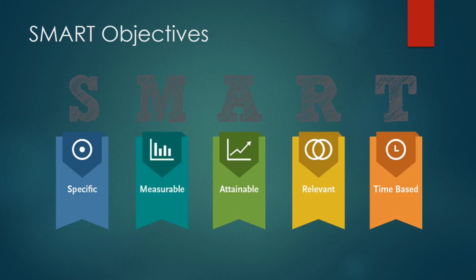Achievable or attainable means the objectives are possible to achieve with the resources that are at hand. Realistic or relevant means it is possible to achieve the objectives with the resources, personnel, and time that is available. Finally, time-based means there is a time frame put into place in order to set boundaries around the objectives.